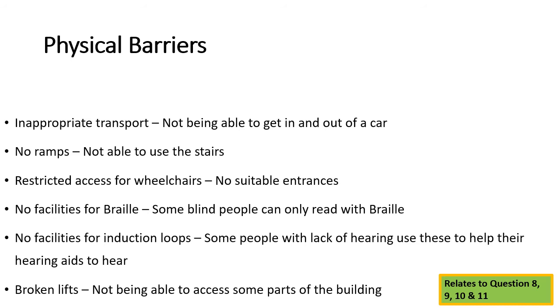No ramps. So there's no ramps to the building, so you're not able to use the stairs. Restricted access for wheelchairs, so no suitable entrances, so somebody's in a wheelchair, it's a physical barrier. No facilities for Braille, so some blind people can only read with Braille. No facilities for induction loops, some people with lack of hearing use these to help their hearing aids to hear. And broken lifts, so not being able to access some parts of the building because the lifts are not operating.